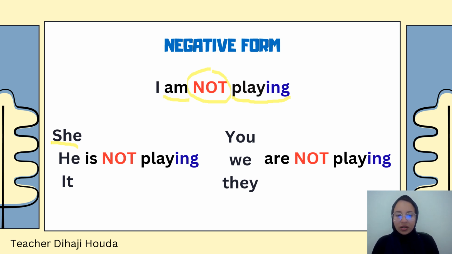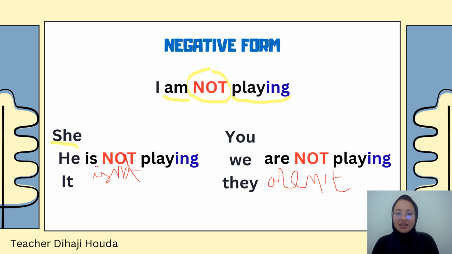We can also use the short form, okay? And we can say he isn't playing. Sorry for my writing. So he isn't playing. Or the short form with are, we say aren't playing. This is the short form of the negative form. But of course, we cannot say I amn't. This is not correct. We say I am not.